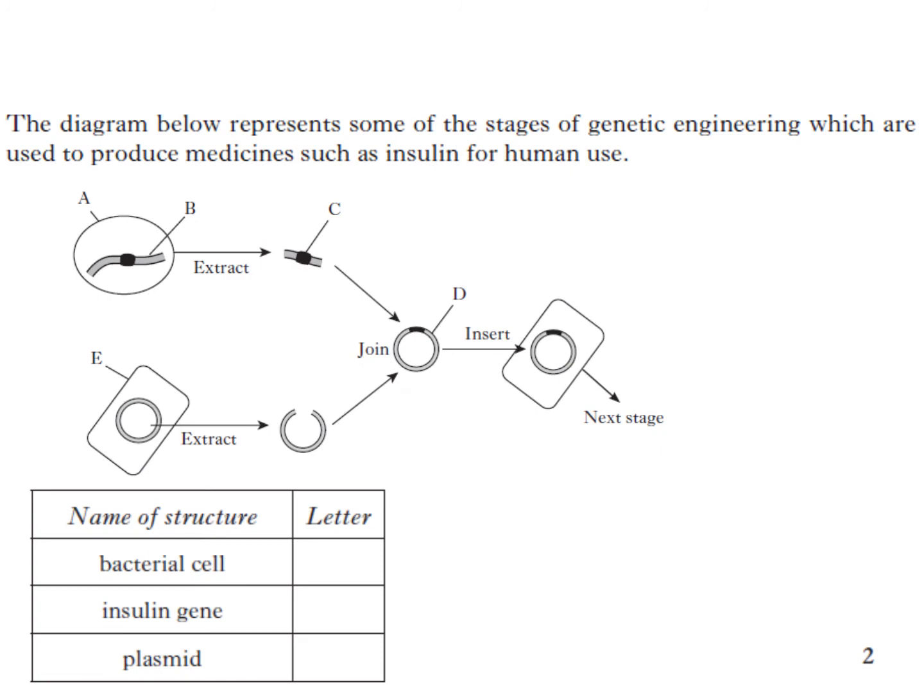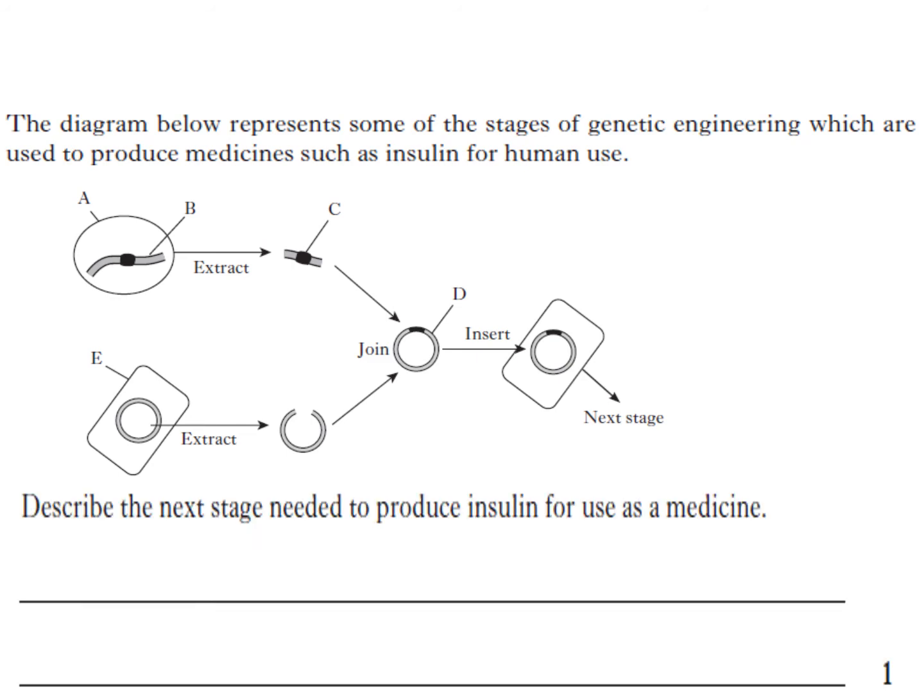The diagram below represents some of the stages of genetic engineering which are used to produce medicines such as insulin for human use. Which one shows a bacteria cell? Remember, we're looking for a cell with a plasmid in it. Well done. E. Where's the insulin gene? So we're looking for a chromosome and a gene on it. Well done. C. And the plasmid would be D.